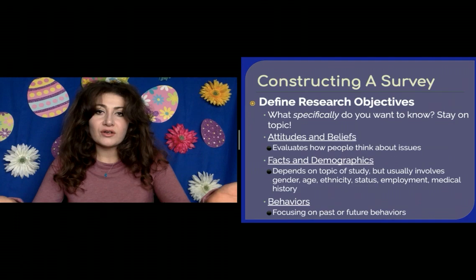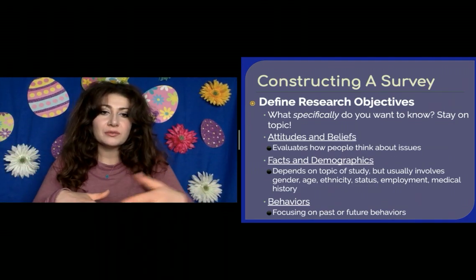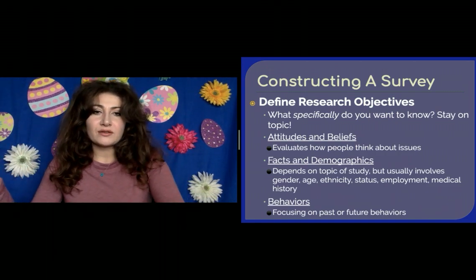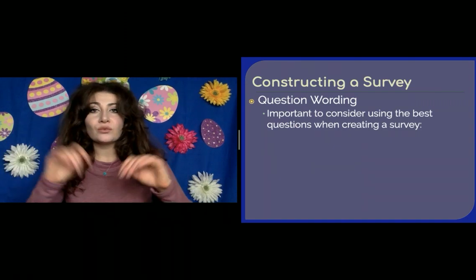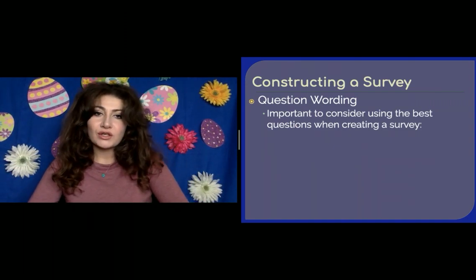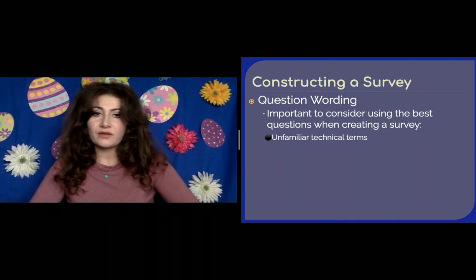And then, of course, we have behaviors. Is your survey focusing on past behaviors, on future behaviors, on present behaviors? So definitely think about what the research objectives are. Question wording is another really, really important factor. You want to make sure that you're using the most appropriate wording when you're creating your survey.